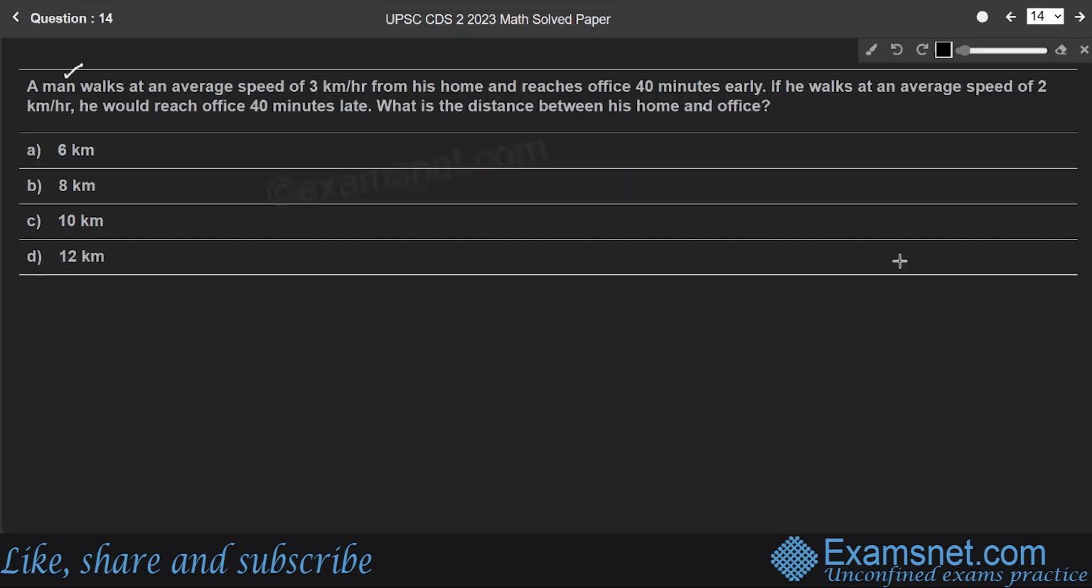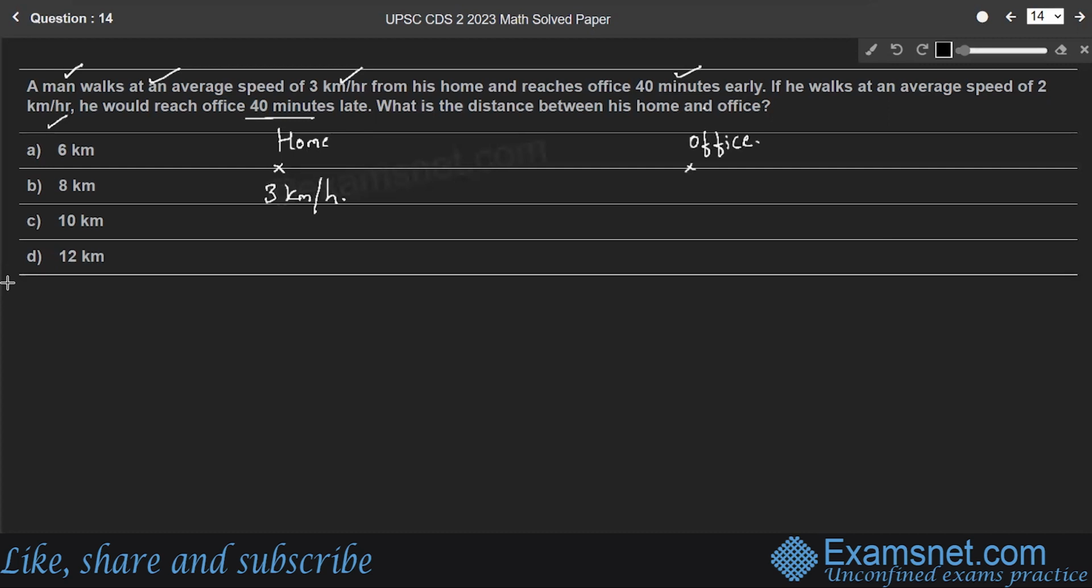Question 14. A man walks at an average speed of 3 km per hour from his home and reaches office 40 minutes early. If he walks at an average speed of 2 km per hour, he would reach office 40 minutes late. What is the distance between his office and home? Right? So here it is given that a man walks at an average speed of 3 km per hour. Right? So the speed of the man is 3 km per hour from his home. Right? Reaches his office 40 minutes early.